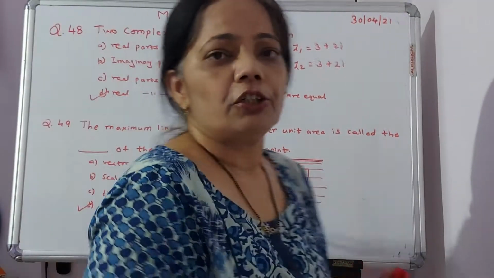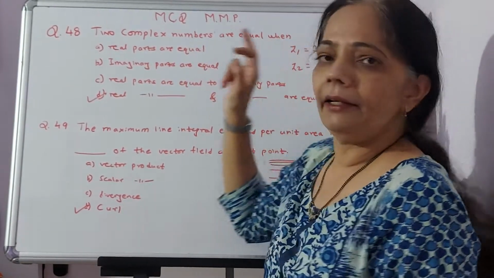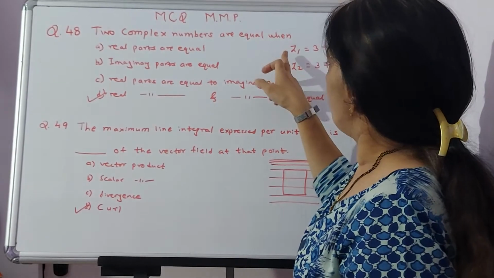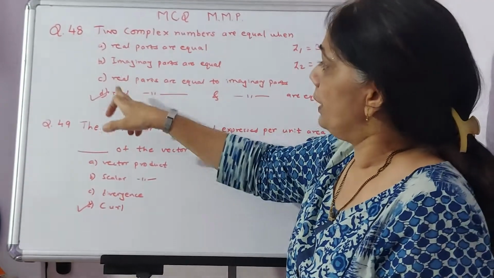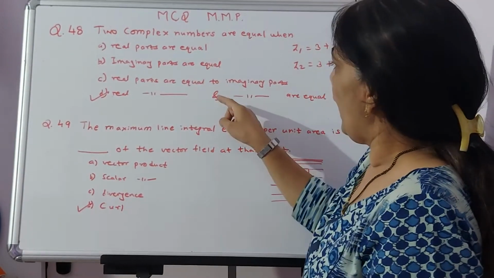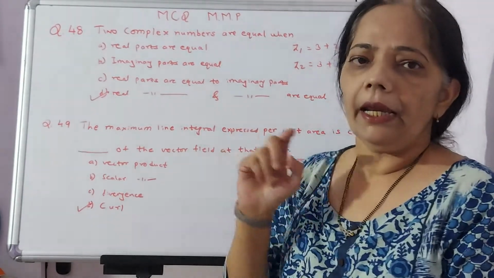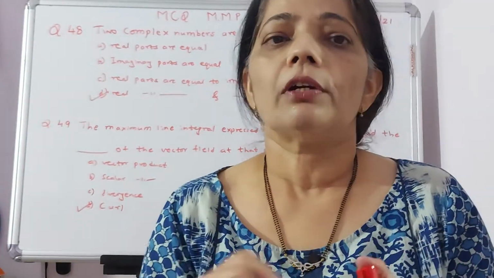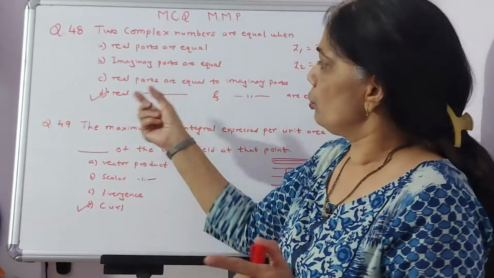Question number 48. The two complex numbers are equal when, right? Suppose you have two complex numbers Z1 and Z2. When will I say Z1 is equal to Z2? When the real parts are equal, like 3 and 3, and imaginary parts are also equal, 2i and 2i. If I change any one, you cannot say that the complex numbers are equal. So the condition is both should be equal.